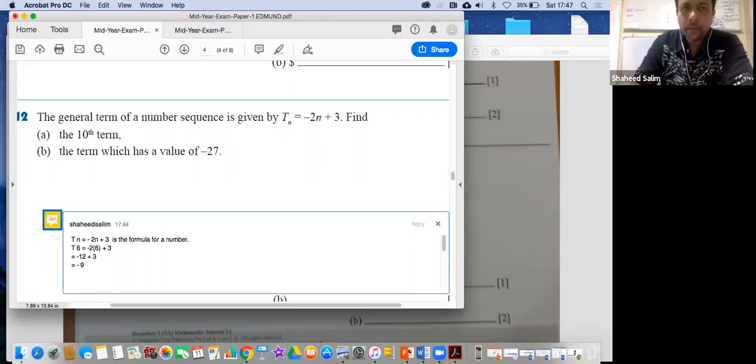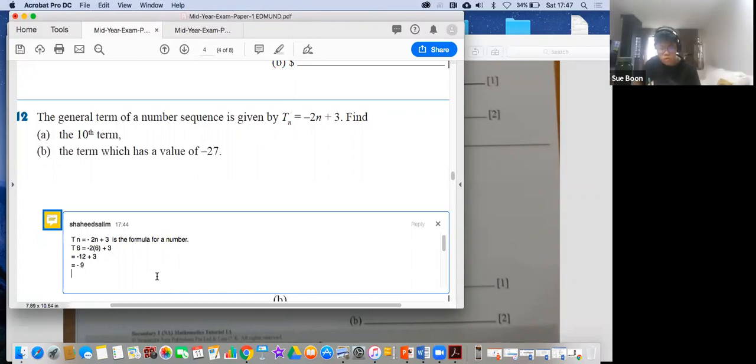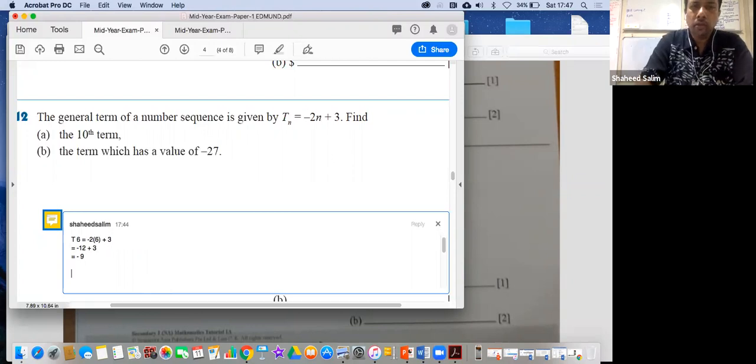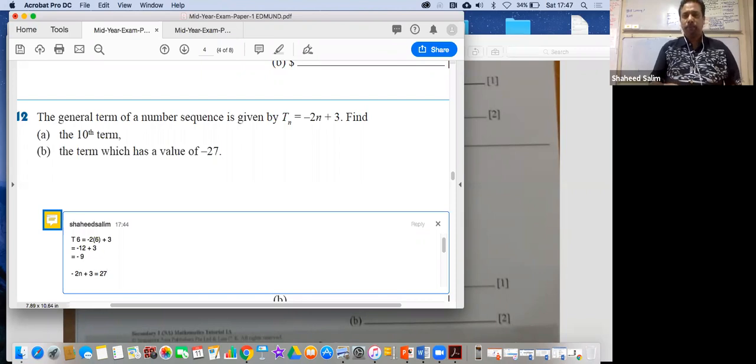Well done. So now, how to find this one now? Very simple. You know how to find this one? You write down the formula: -2n plus 3 is equal to, for B, 27. Then you find out what is the value of n. You try, you find out.